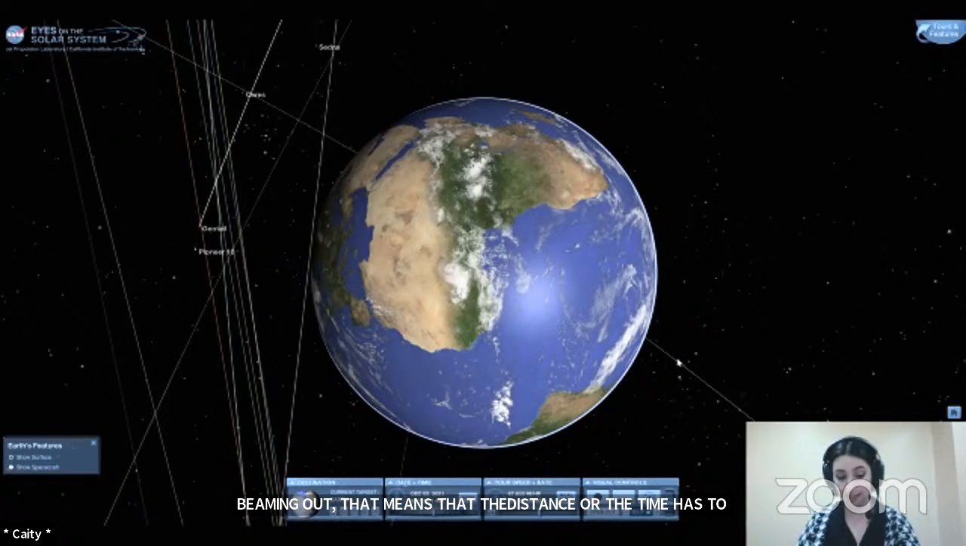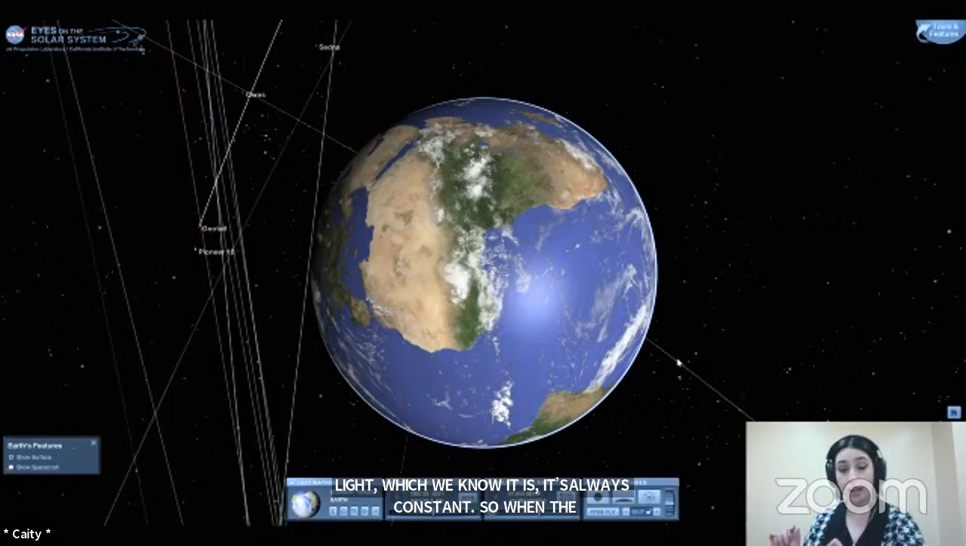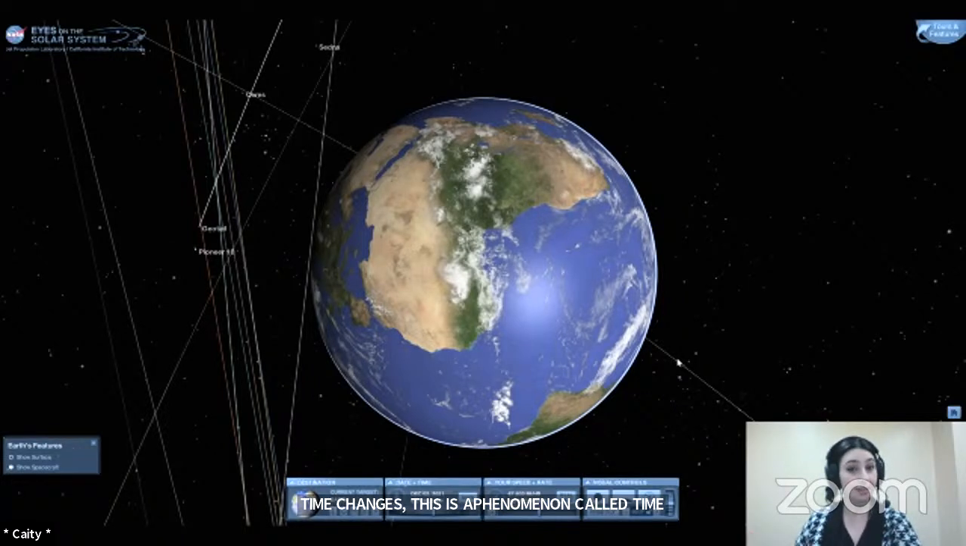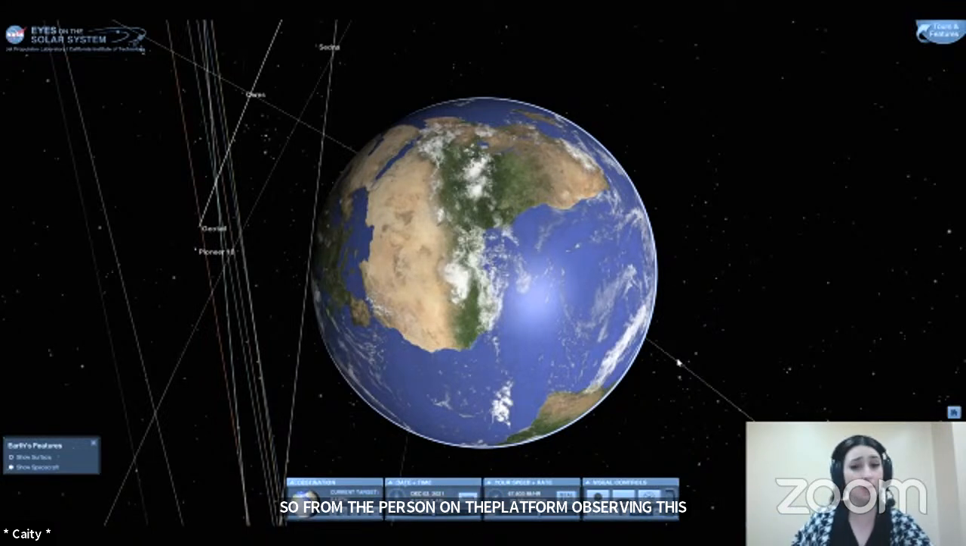It's always constant. So when the time changes, this is a phenomenon called time dilation. And when the length of something changes, that is called length contraction. And so from the person on the platform observing this happening, this train that's maybe moving close to the speed of light, some weird things start to happen.